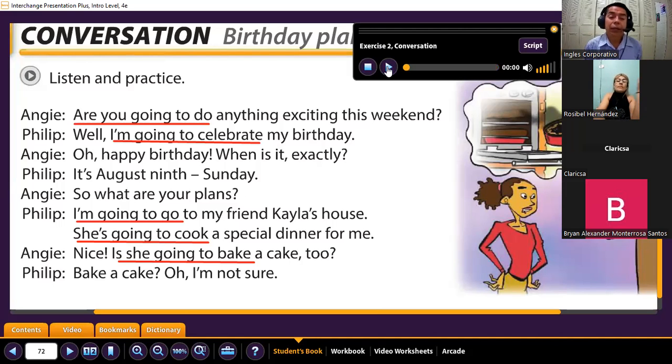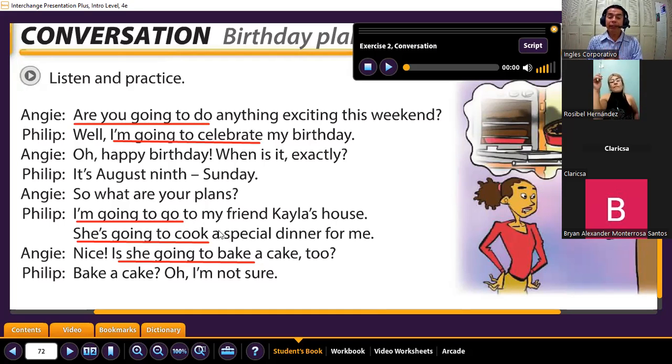Good class. Now look at this, the pronunciation. They don't say, are you going to? They say, are you gonna do? I'm going to celebrate. I'm gonna celebrate. I'm gonna go. She's gonna cook. Is she gonna bake? So here we have a reduction, right?